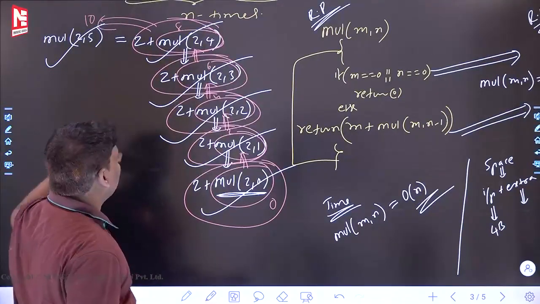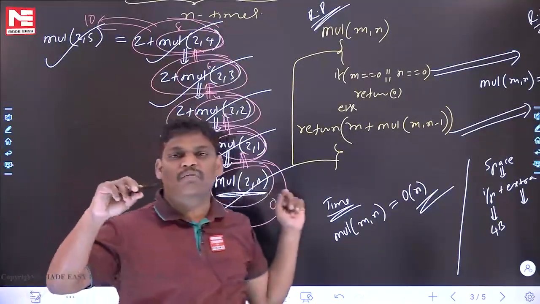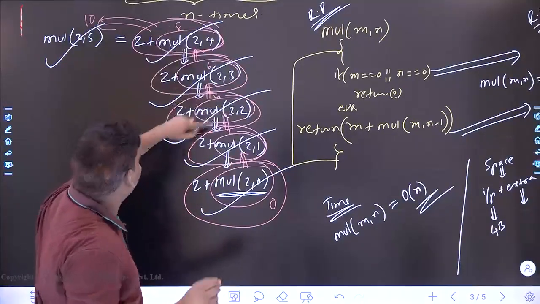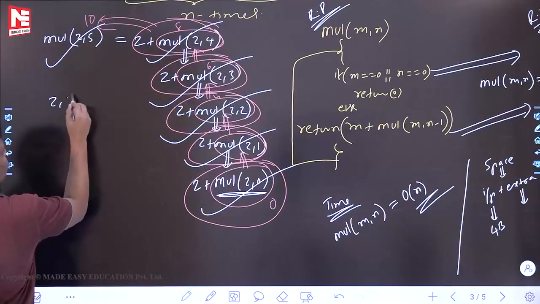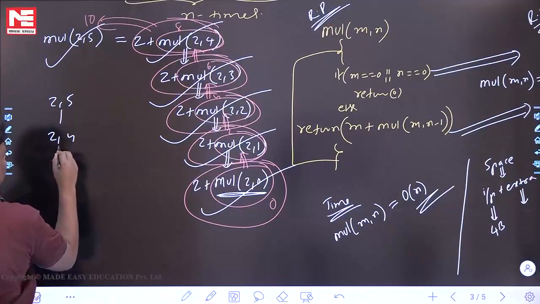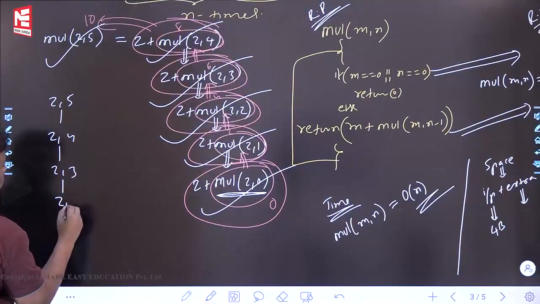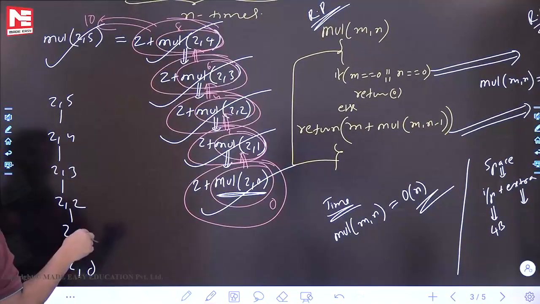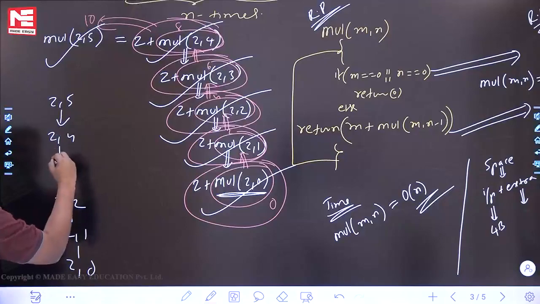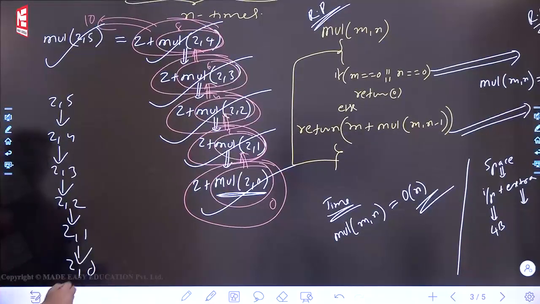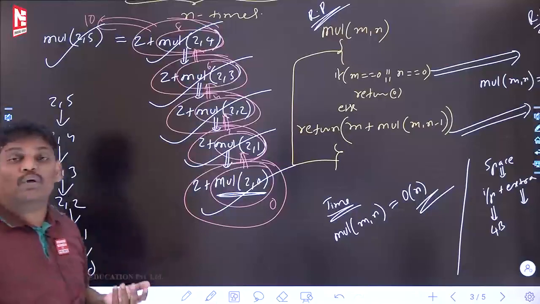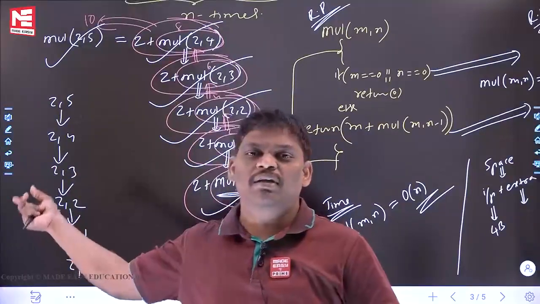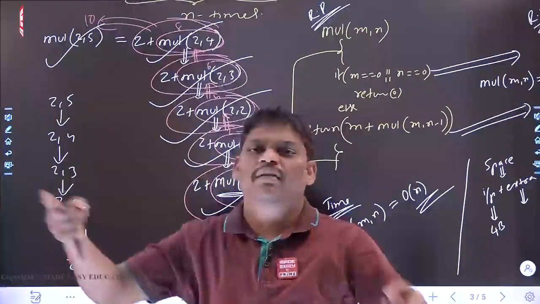And one more thing, recursive program behavior you can mold in the form of a tree. See this one, it will call this one, and this one will call the next. Can you say who called first? Multiplication of 2 comma 5 called 2 comma 4. Next 2 comma 3. Next 2 comma 2. Next 2 comma 1. Next 2 comma 0. Like that, it is a tree. Recursion calls like this; it is a recursive tree. Some people are asking me how it is a tree? It is a unary tree. Every recursive program behavior you can mold in the form of a tree, because every time you are doing the same thing, a tree will come.